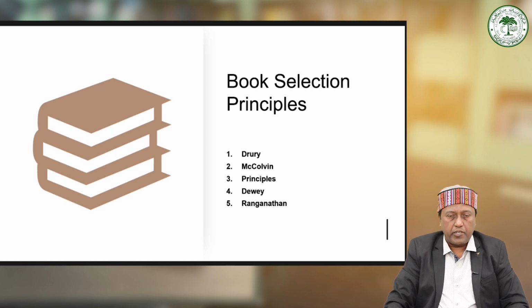Now we'll discuss the book selection principles. These principles are important because one has to keep them in mind while selecting books, so that we remain judicious, wise, and unbiased. We will be discussing the book selection principles given by Drury, McColvin, Dewey, and Ranganathan. One by one, I'll discuss these principles in detail.